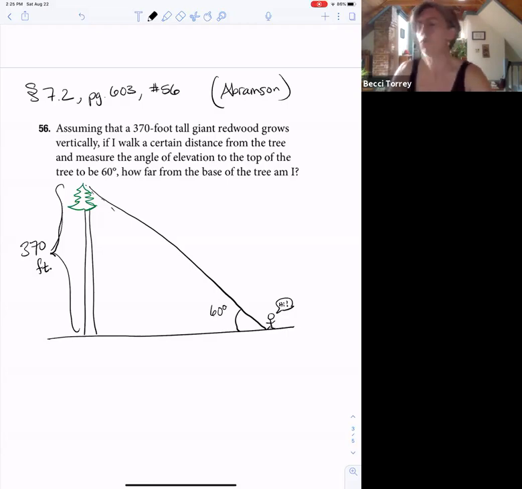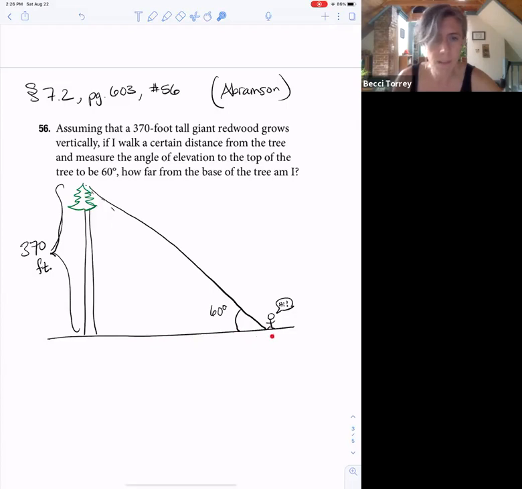Now, when you're doing a word problem, always pay attention to the question. So many people just try to jump right in and throw numbers down and do something, but draw a picture and then ask yourself the question. And then when you finish the problem, did you answer the question? Right? Always pay attention to that. So this says, how far from the base of the tree am I? So we want to know this distance here from the base of the tree out to where I am. That's the distance that we want to know.